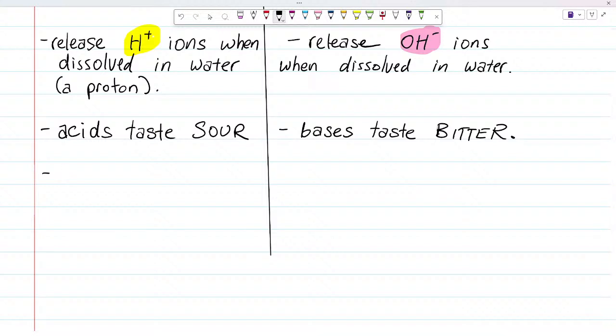Acids tend to feel, how do I describe it? They almost squeak in your hand, where bases feel slippery. I'm not going to write that. But what I am going to say is this. These react with organic material, i.e. skin, cells, tissue like that, wood, things like that. All these things will react to acids and to metals.